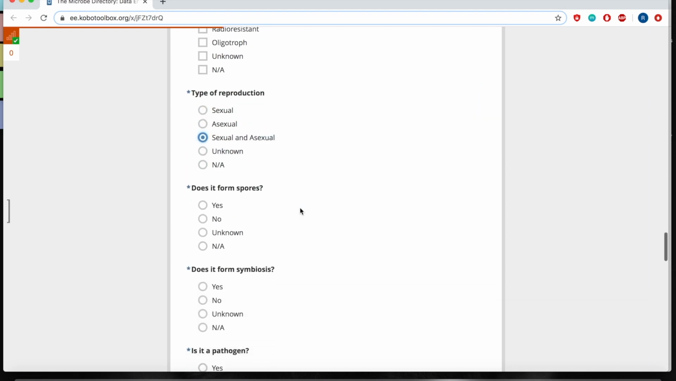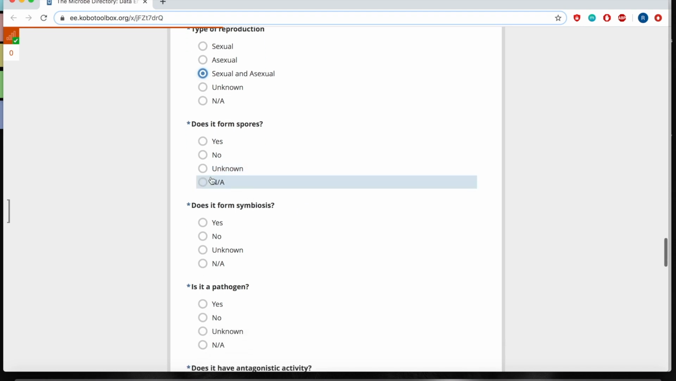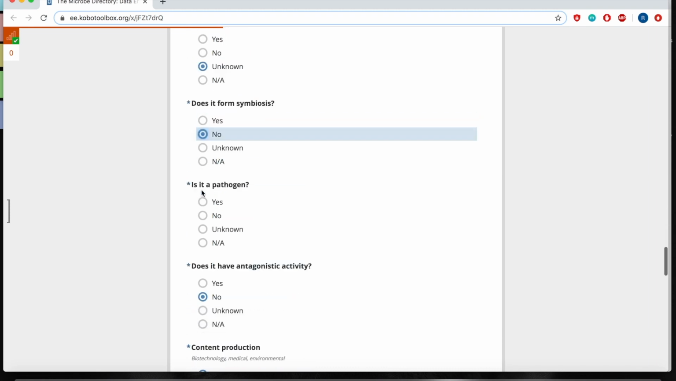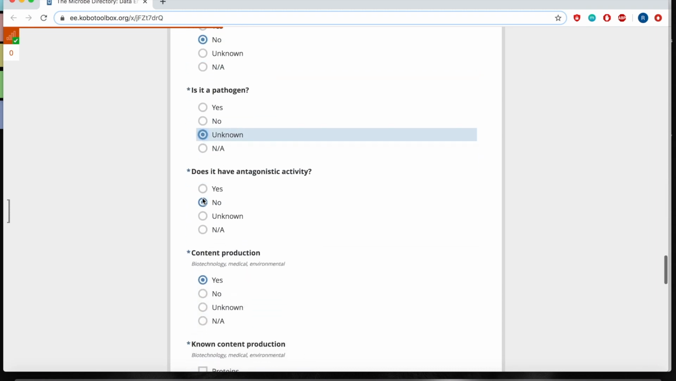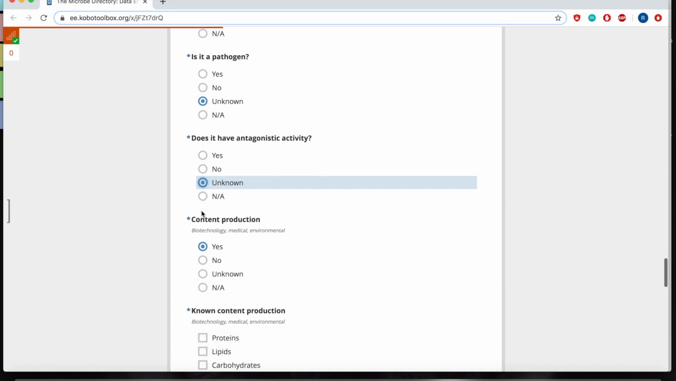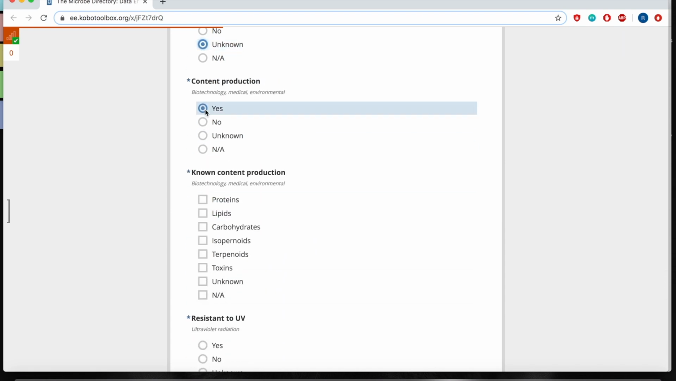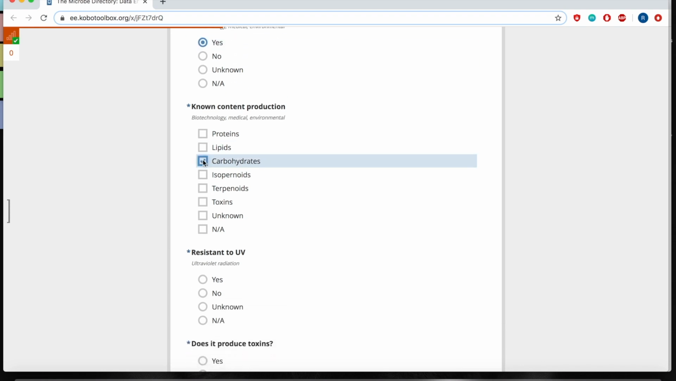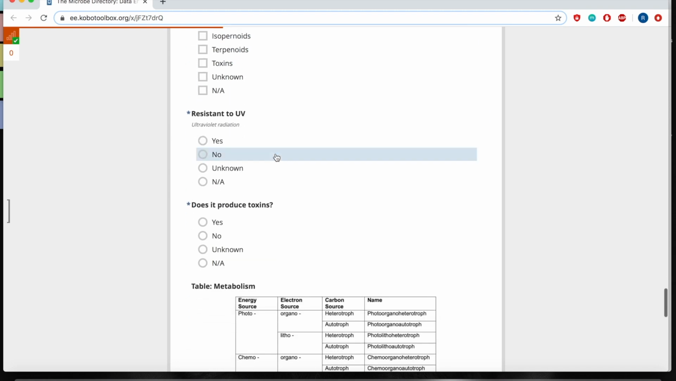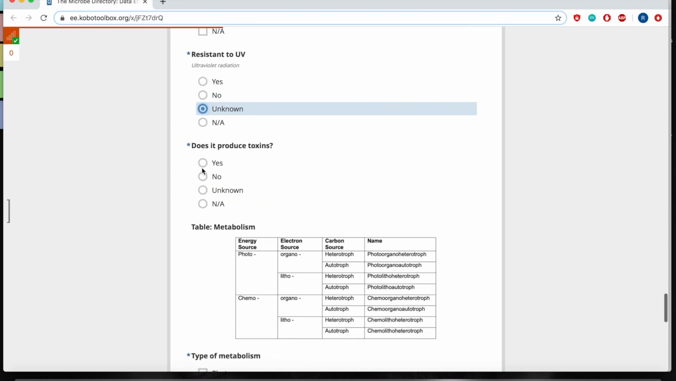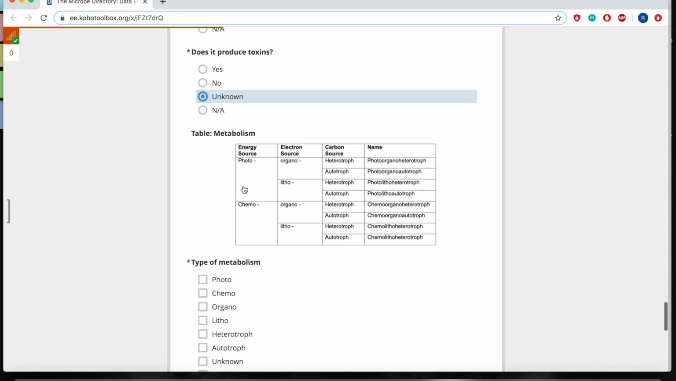Does it form spores? I did not find this information. Content production was a yes. And we found, at the very least, carbohydrates and proteins. Resistant to UV, unknown. Toxins unknown, and metabolism, I did not find it.